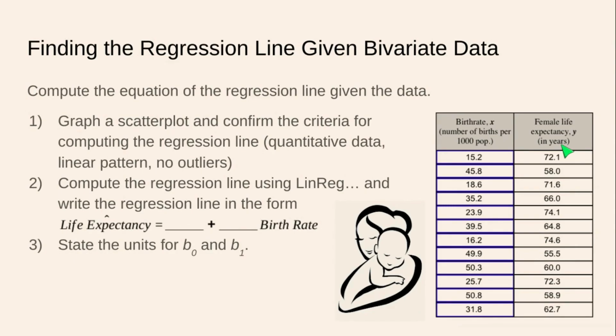All right, so first what we're going to do is graph a scatter plot and confirm the criteria for computing the regression line. That is that we have quantitative data. Well, that's a check. We don't even have to graph anything to confirm that. A linear pattern, we will need to look out for that, and no clear outliers. So let's go to the calculator and see if we can do just that.